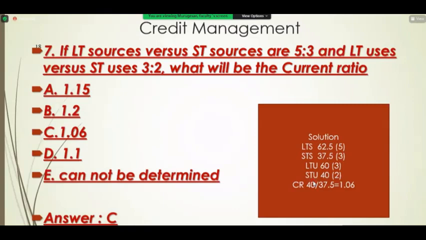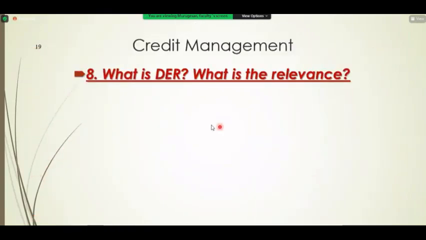I will give varieties, don't worry. So I will give variety. Now you see, what is debt equity ratio? What is the relevance? The theory question. What is debt equity ratio? What is the relevance?